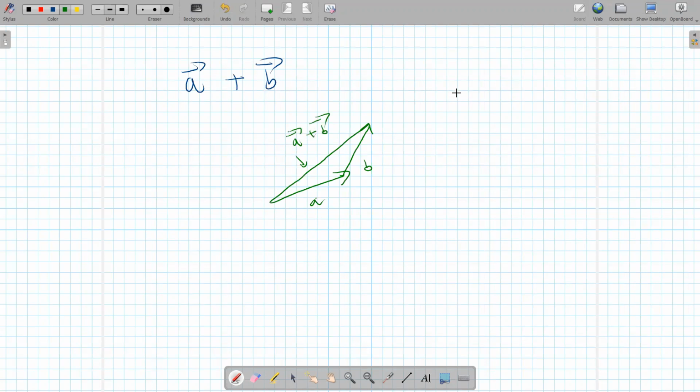But when you subtract them, look at this. A minus B is the same thing as saying A plus negative B. So we actually have to flip this one. A is as it is, but B, we need to flip it. So instead of going up, it's gonna go down like that, okay? And then you add from tip to tail. That makes sense?